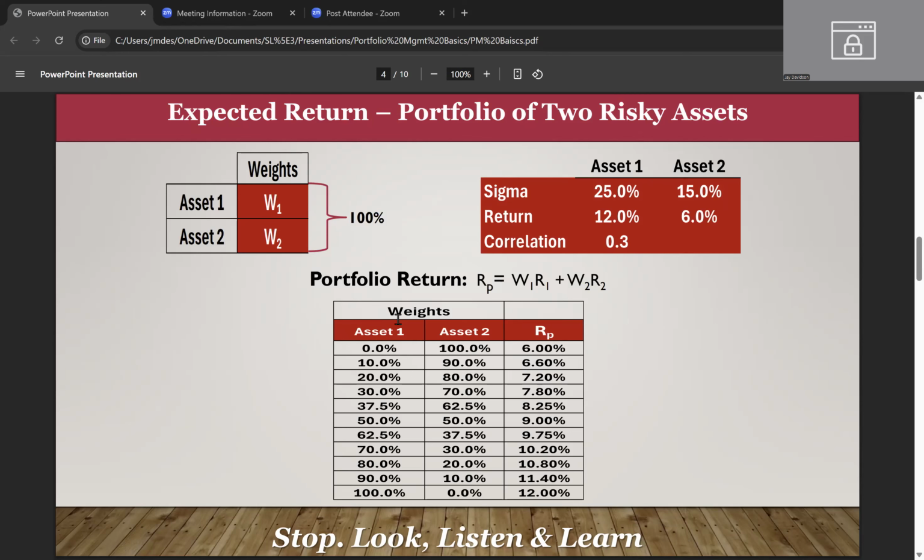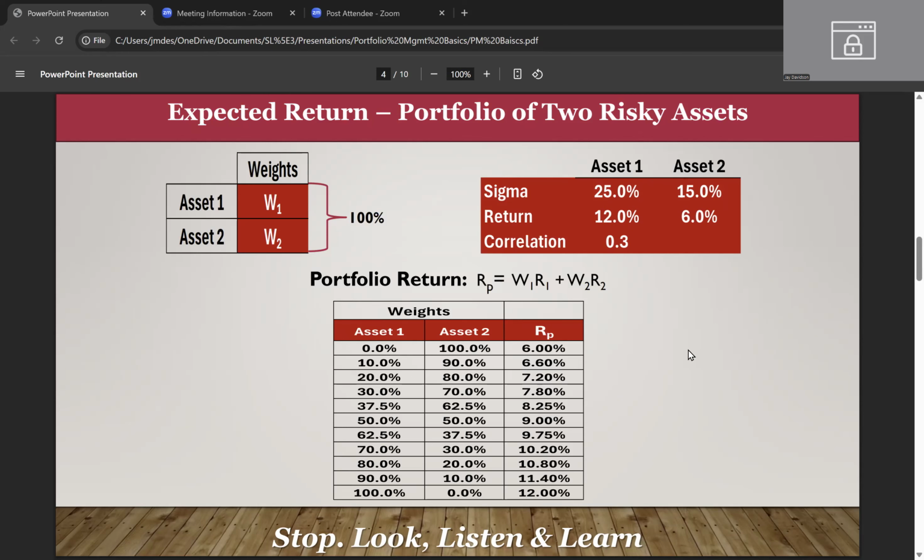So we can pick any different combinations of asset one and asset two. So let's look at a simple one. 50-50. If we invest half of our resources in asset one and half of our resources in asset two, well, then the expected return, or the actual return, depending on the case, would be 9%. And that's easy to see. So if you take half of 12%, that's 6%, and half of 6%, that's 3%, and 6 plus 3, that's 9%. So that's basically how it works.